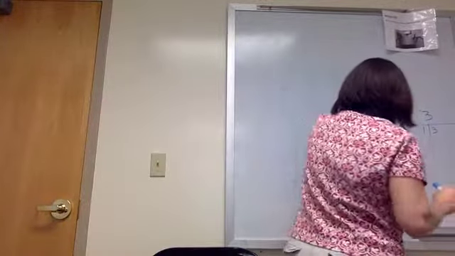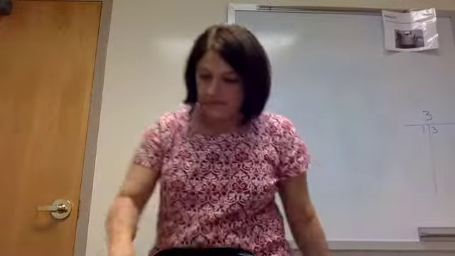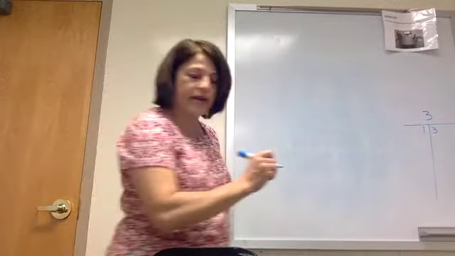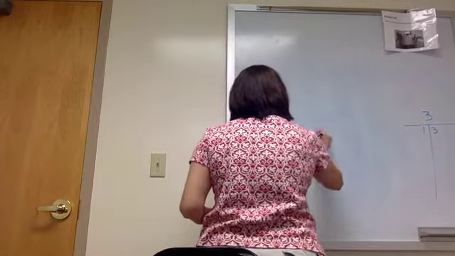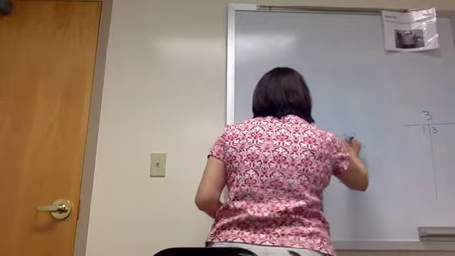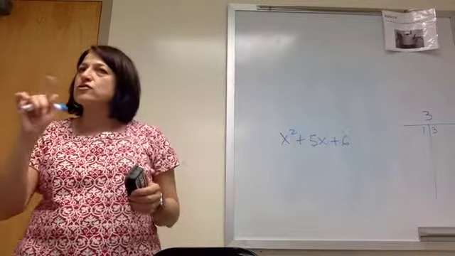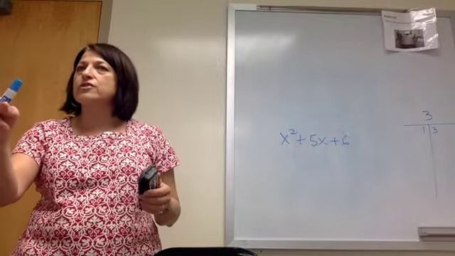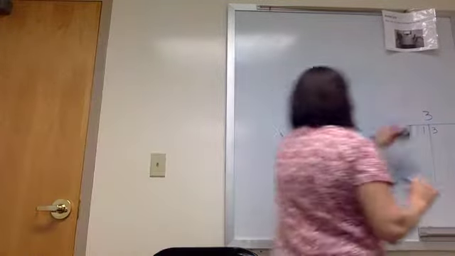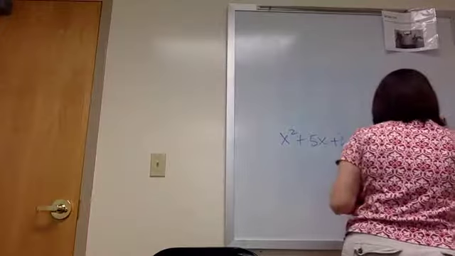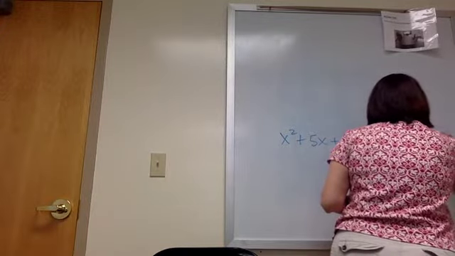So let's try another one. Okay, let's look at number 2. x squared plus 5x plus 6. Okay, so what are the factors of which number am I looking at? Six. And then you want to get 1 and 6, and you get 2 and 3. Okay, there you go.